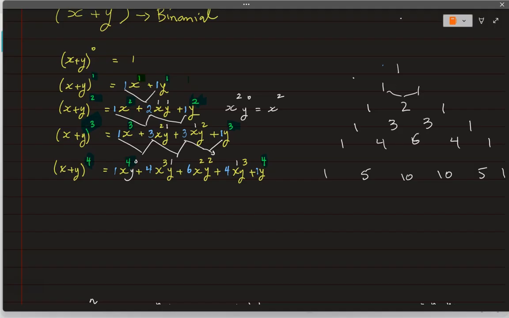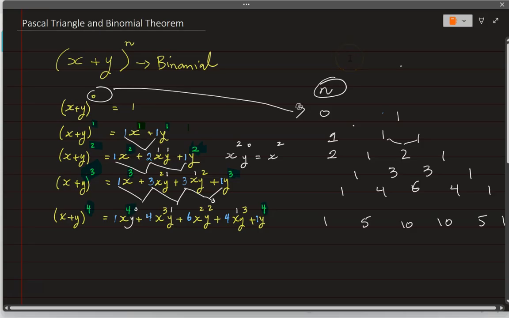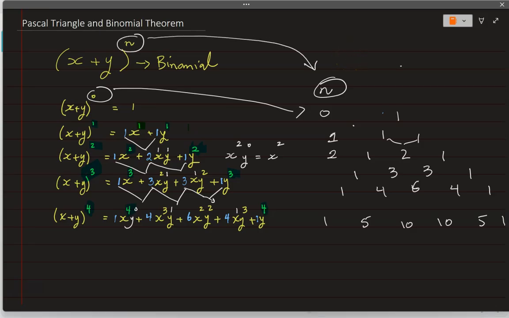And you notice that this is your exponent 0, which is right here. This is your exponent 1. This is exponent 2. These are n values, okay? The n values for the exponents, that's what they are. So that's what we're using right here. This is n right there, all right?